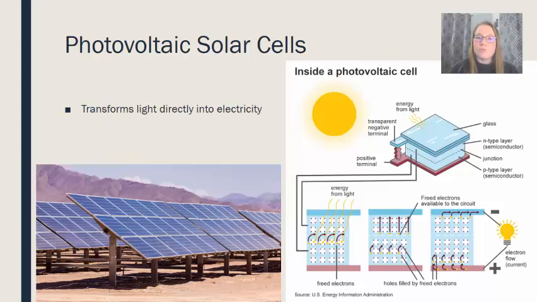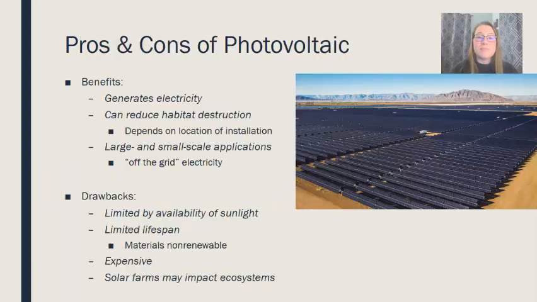We'll start here with photovoltaic solar cells. Now, these are the typical solar panels that you would think of when you think about solar energy. And these are transforming that light energy directly into electricity. Now, you do not need to know the inner workings of photovoltaic solar cells. You really just need to know that it is this direct conversion to produce electricity.